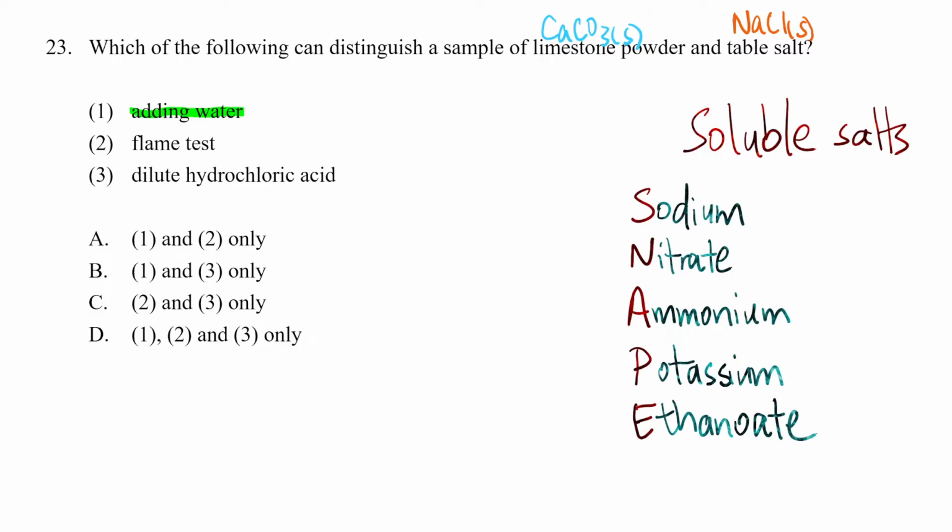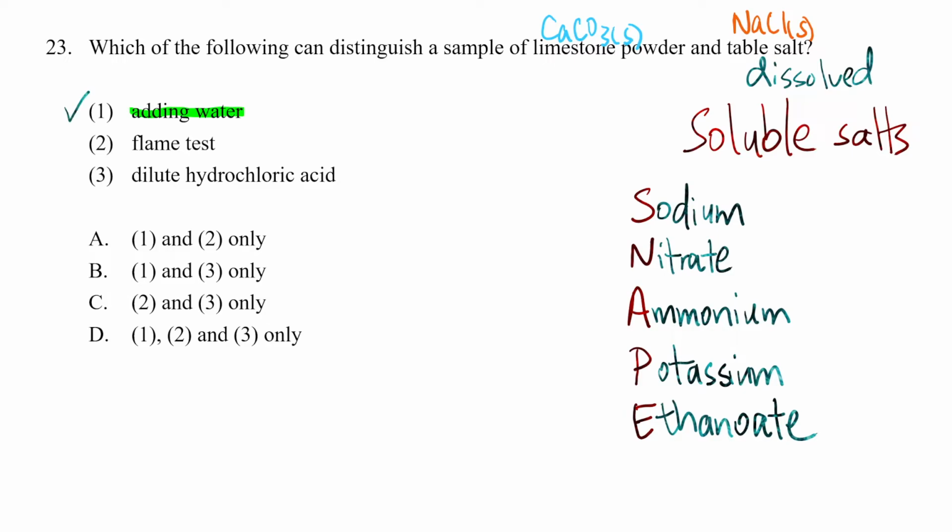And here, you can see in table salt, we have sodium ion present. So sodium salts, as we know, are soluble. So here, table salt would of course be dissolved completely. And what about the other one, calcium carbonate? Unfortunately, it will not be dissolved and it will remain like a cloudy solution. So yes, definitely we can add water and distinguish the two of them.